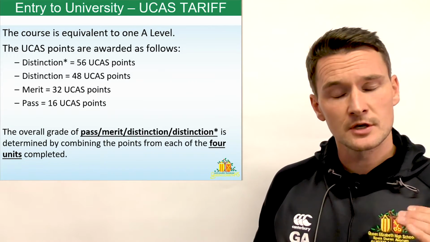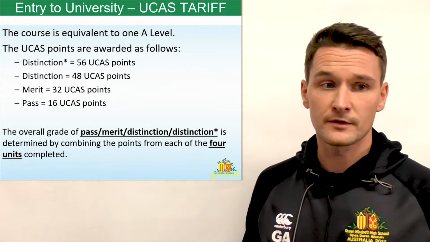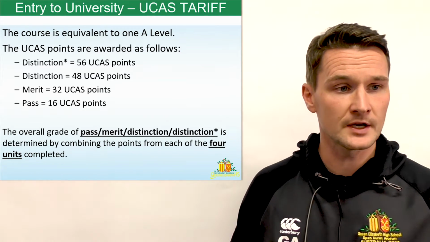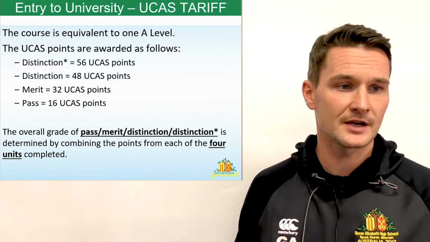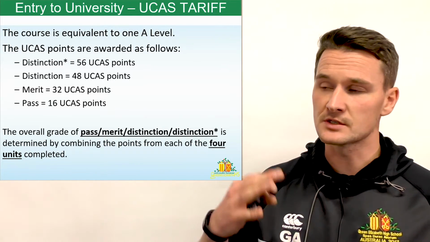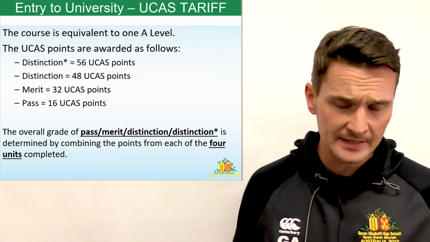So in terms of the equivalent, a distinction star would be worth 56 UCAS points, which again is very good. Distinction being 48, a merit 32 UCAS points, and a pass overall will be 16 UCAS points. So that grading comes in pass, merit, distinction, distinction star, and it's slightly different to the A levels.